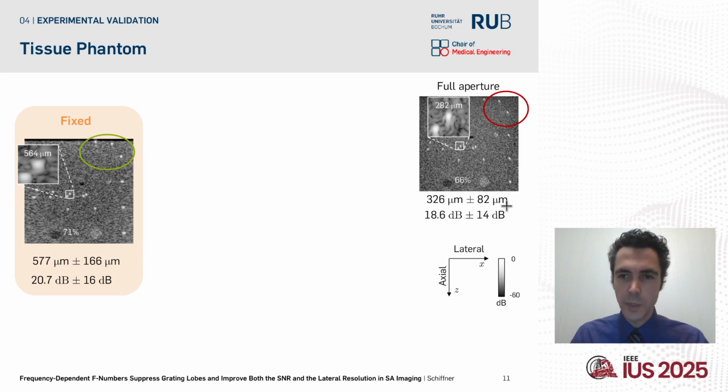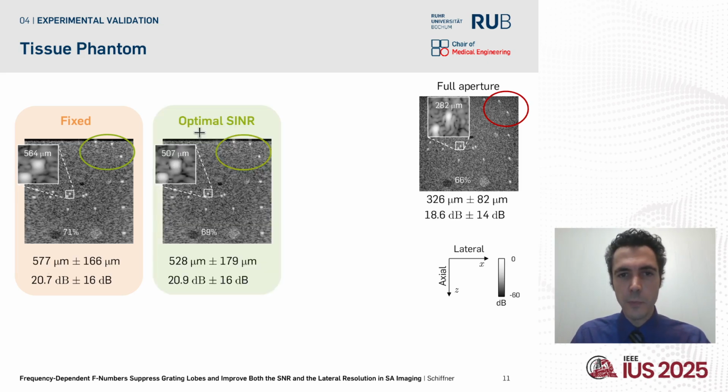The fixed F number eliminated the grating lobe artifacts and improved both the contrast and the signal-to-noise ratio, whose median increased to 20.7 decibels. The median width of the wire targets, however, increased significantly to 577 micrometers.